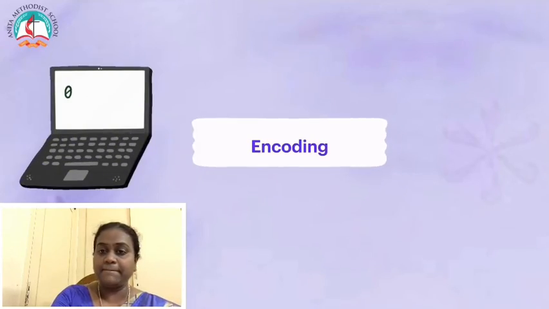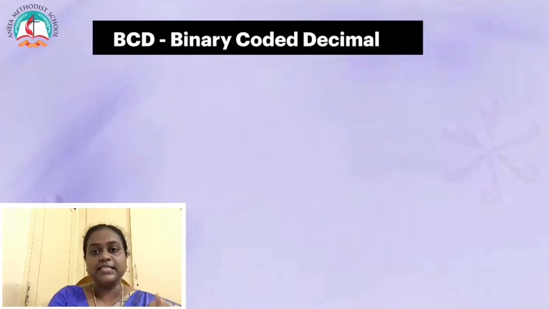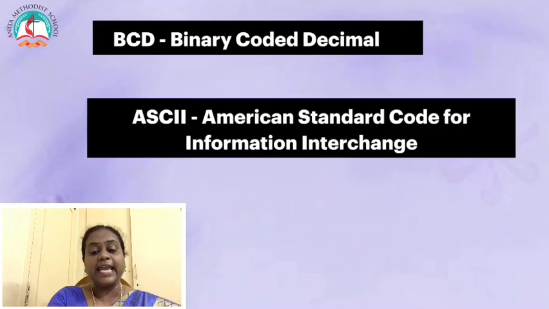First one is the BCD, binary coded decimal. Okay, this is the first encoding system. It handles 64 characters. The second one is the ASCII, that is American Standard Code for Information Interchange. Okay, the full form for ASCII is American Standard Code for Information Interchange. It can handle 128 characters. Okay, that is 2 to the power of 7 bits.